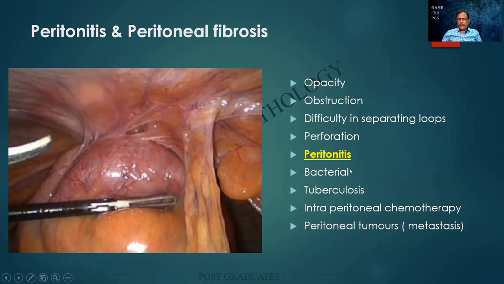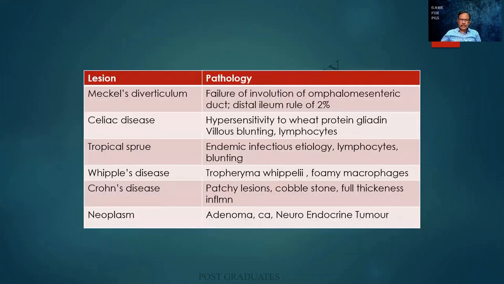And when I say peritonitis, it can be bacterial, it can be tuberculous. Sometimes it can be because of chemotherapy or peritoneal tumors. Please remember these four: bacterial, tuberculous, chemo, and peritoneal tumors, metastasis. This particular chart, I would like you people to kindly memorize. No point in me reading it again. What is the disease and what is the pathology of it? Extremely important, simple.